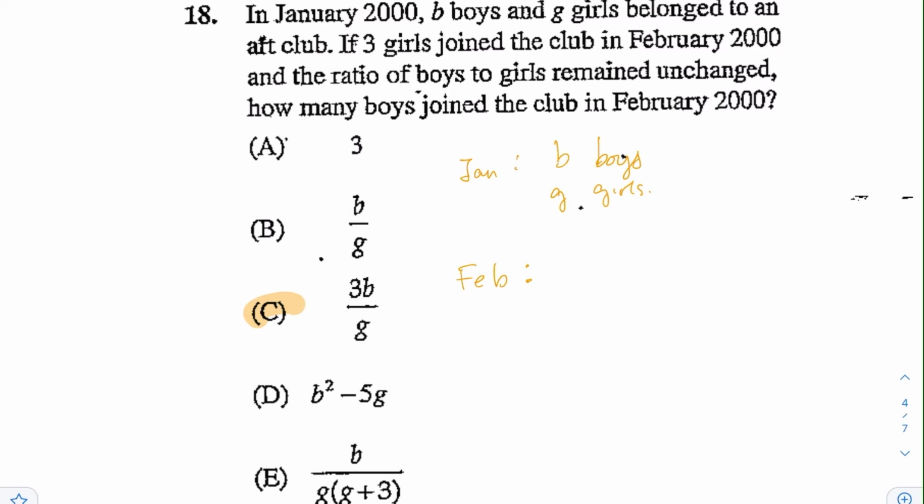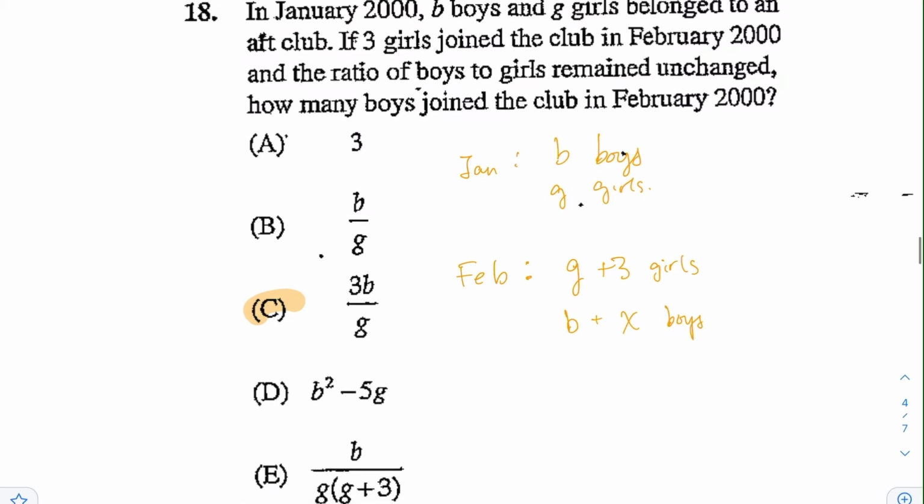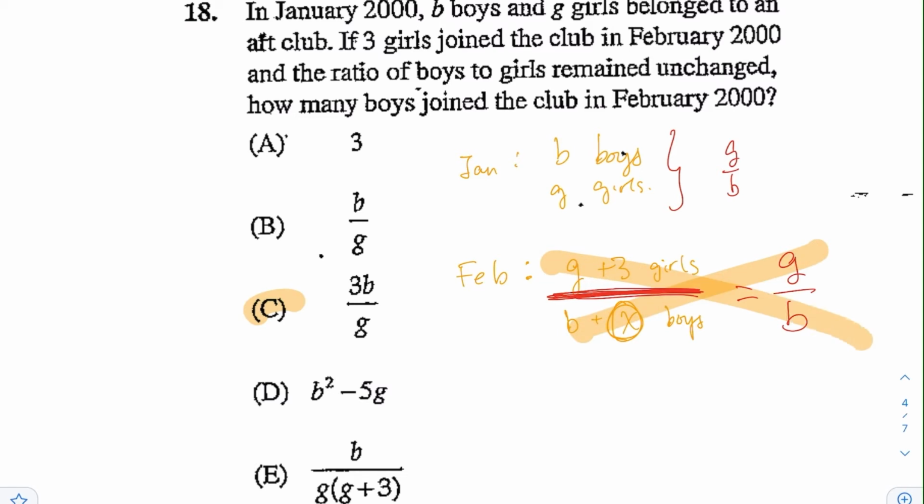So in February, instead of G girls, you have G plus 3 girls. And instead of B boys, you'll have B plus X boys, because I don't know how many boys joined. Now, if you divide these girls to boys, the ratio will actually be the same, G over B. So the ratio stayed the same as before. From here, you can cross multiply with the variables. You have B times G plus 3 has to be equal to G times B plus X. Remember, X is your variable of interest.